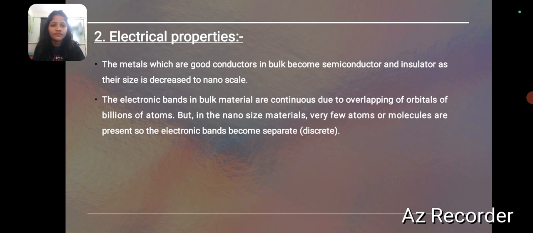Electrical properties. Metals which are good conductors in bulk become semiconductors and insulators as their size is decreased to nanoscale. The electronic bands in bulk materials are continuous due to overlapping of orbitals of billions of atoms. But in nano-sized materials, very few atoms or molecules are present, so the electronic bands become separate.